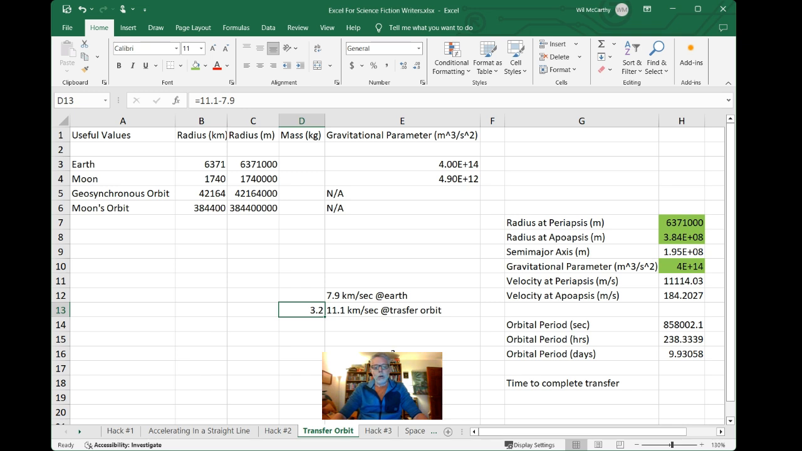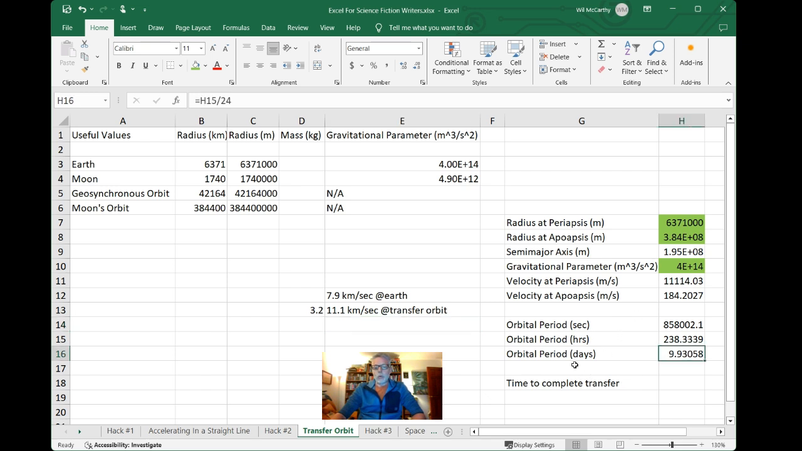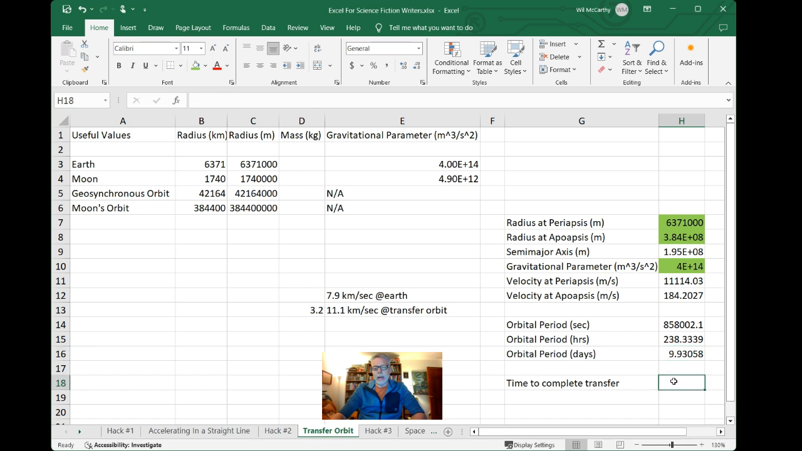Okay, but that's how fast we have to go then to get to the moon. I've misspelled transfer. Let's fix that here. These are just our own personal notes that we'll use in perhaps writing a science fiction story or whatever it is we're doing. Now, once we get to the moon, an interesting fact here, this orbital period is 9.9 days. That's not the time it takes us to get to the moon. That's the time it takes us to complete this entire ellipse. So the time to get to the moon is half of that.